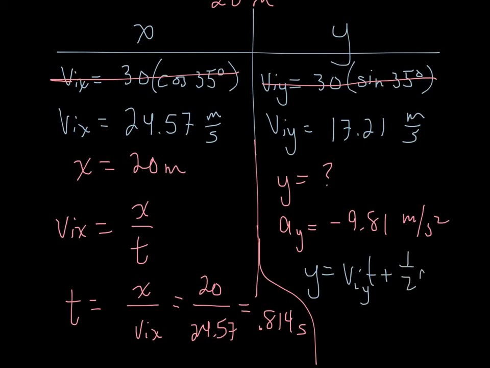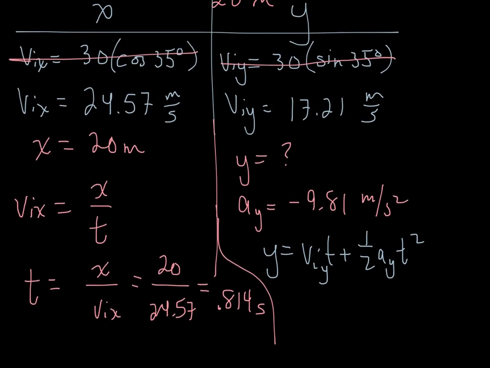plus 1/2 AYT squared. Do we need to put the little y's when we're doing it? No, again, if you separate into X and Y directions, that's fine. I'm just putting it to be careful. At this point in time, all we need to do is plug into this equation. VIY is 17.21.